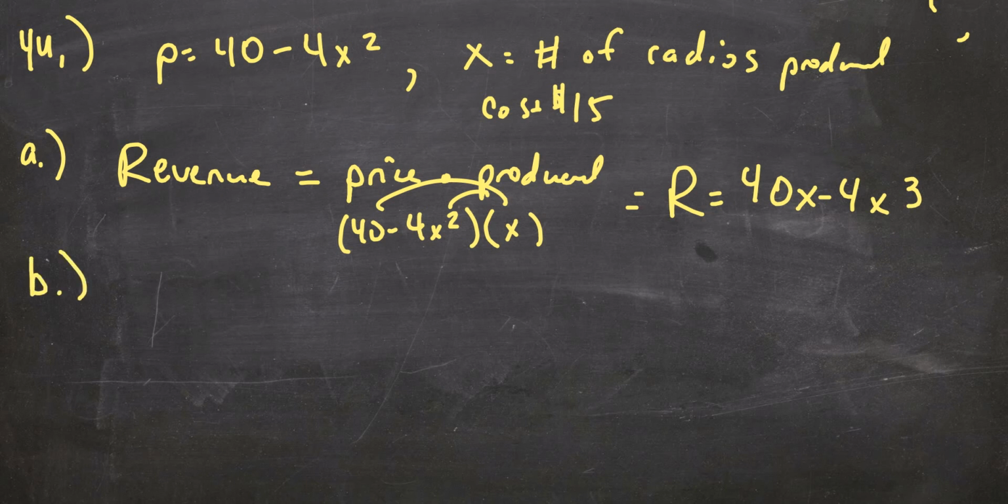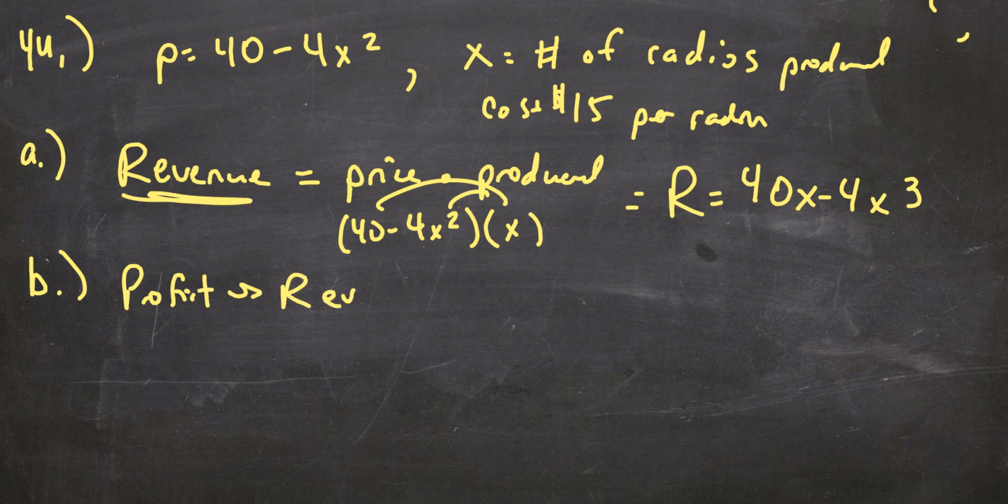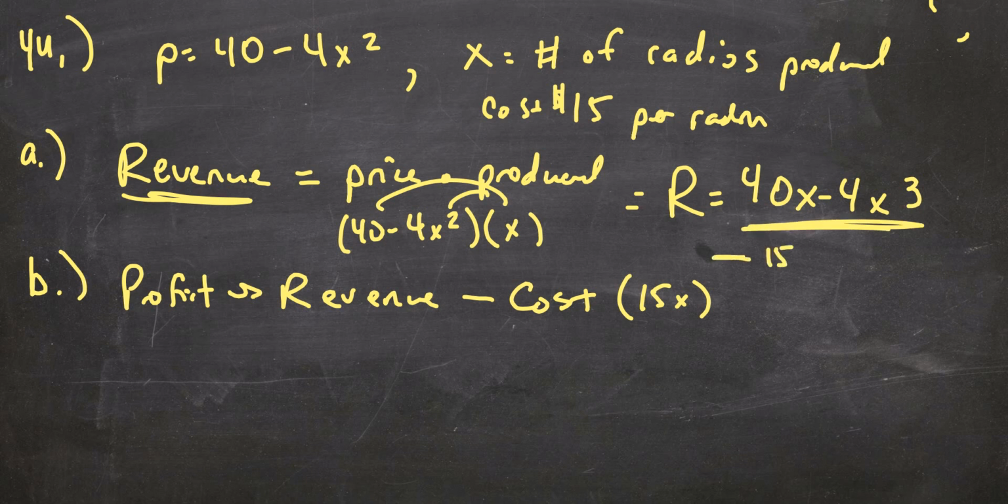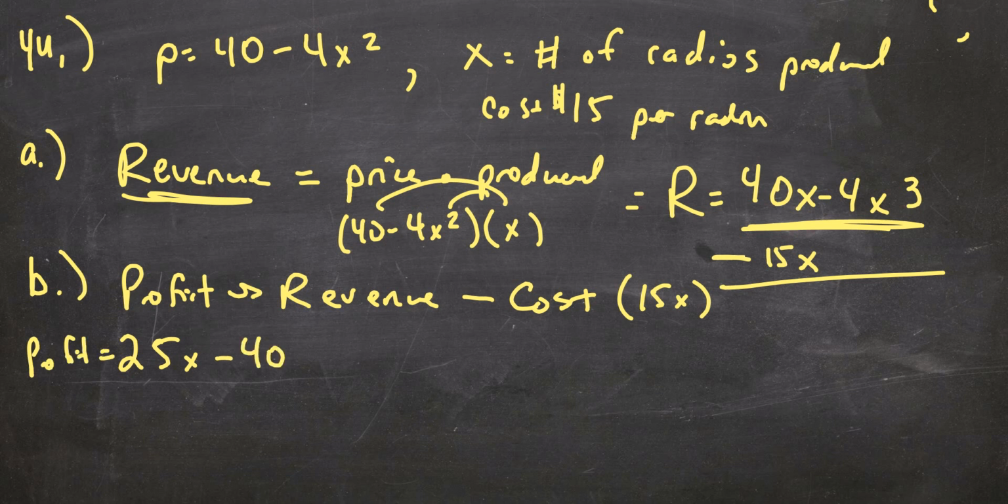Now for B, you have to subtract the cost is $15 per radio. So to find the profit, you got to take your revenue, you got to subtract cost. So the cost is not just 15, but it's 15x. So I'm going to take this, I'm going to subtract 15x. So my cost is going to be 25x, or actually my profit. So we go to 25x minus 40, or minus 4x cubed.